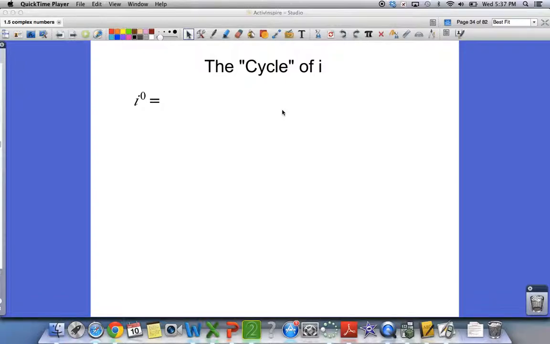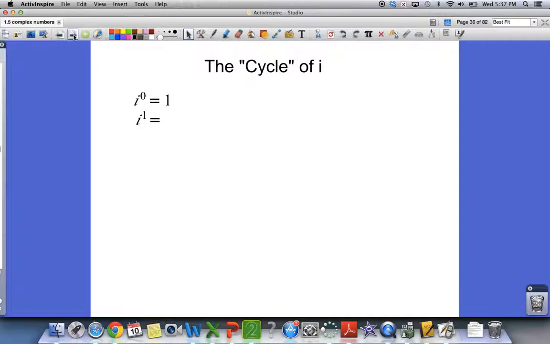So now I want to talk about the cycle of i, i being the imaginary number. Well, let's start with what we know. i to the 0 power, what does that equal? Well, anything to the 0 power equals 1. Hopefully you just said that out loud. That's pretty cool. i to the 0 power will equal 1.